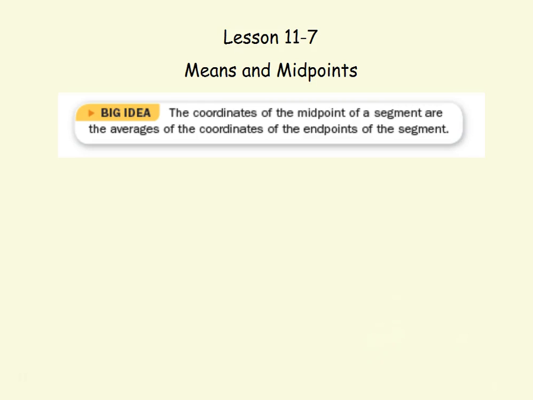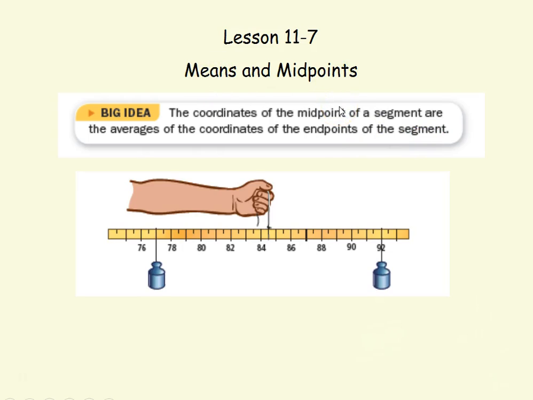So here's the big idea from 11.7: the coordinates of a midpoint of a segment are the averages of the coordinates of the endpoints of the segment. So that's where mean comes from with respect to midpoint. So what does that mean? If we want to find the mean or the average or the midpoint, let's say we're looking at a scale here, and we have 77 to 92.